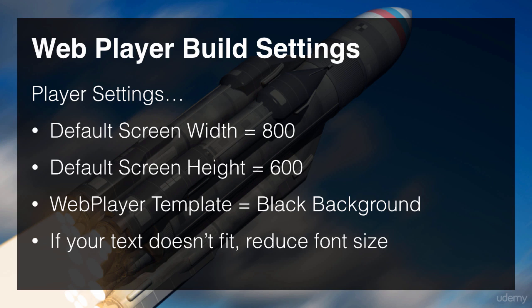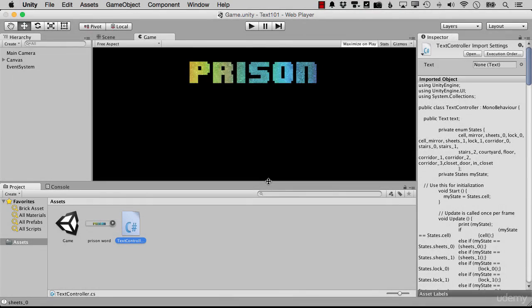So we want to standardize the build, and also this is a good idea in terms of you targeting a specific resolution. So I suggest 800 by 600 with a black background. If your text doesn't fit, then reduce your font size. Let's go into Unity and have a look.